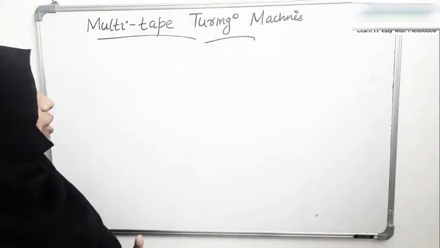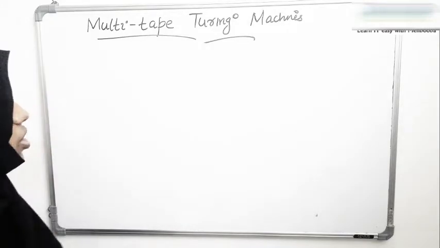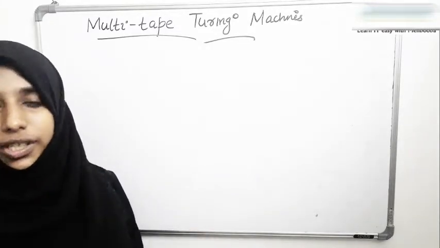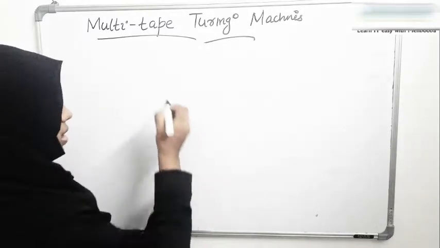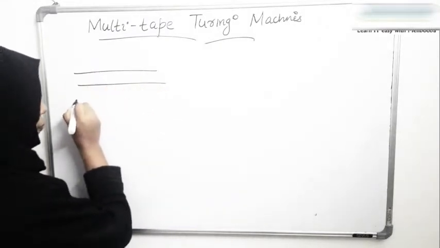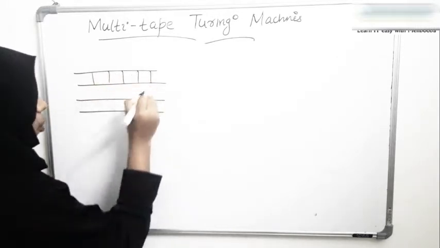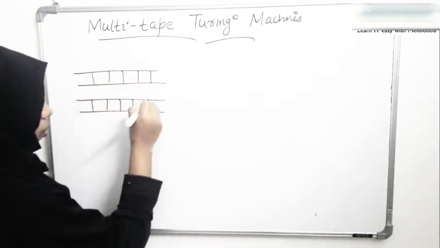Hello all, in this video we will see multi-tape Turing machines. As the name suggests, multi-tape Turing machines are Turing machines with multiple tapes. That is, they can have more than one tape, and each tape contains its own tape head, and they can move independently of each other.